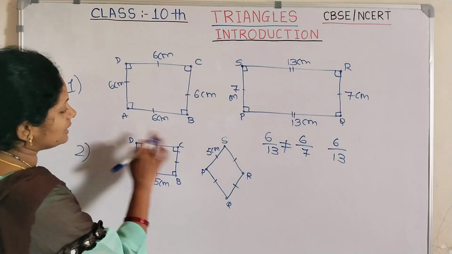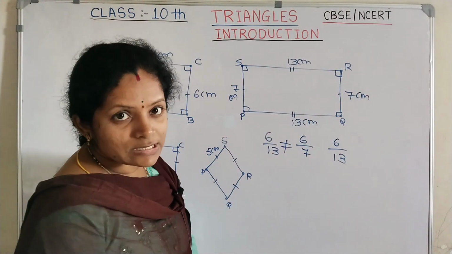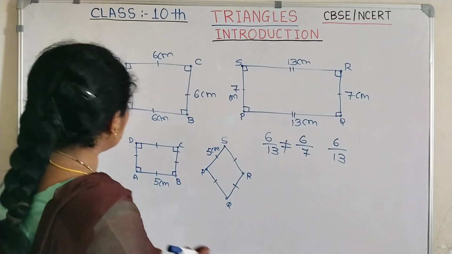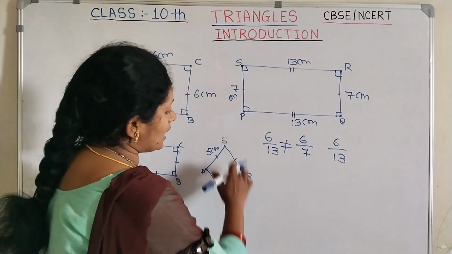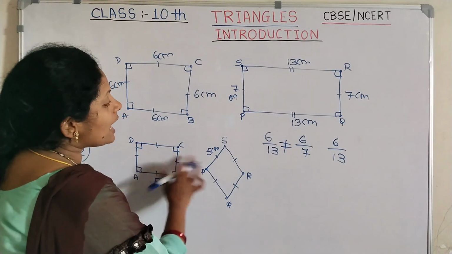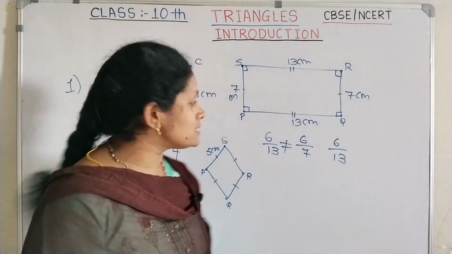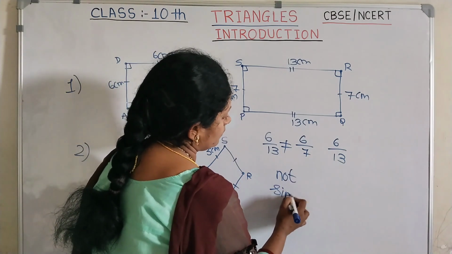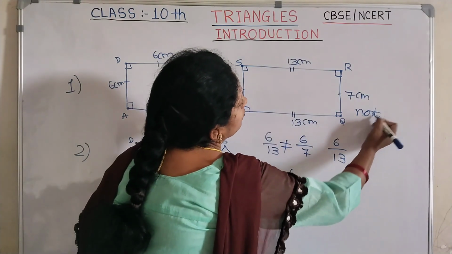Here ABCD is a square and PQRS is a rhombus. We know in both of them all the sides are equal. Here every angle is 90 degrees, but here only the opposite angles are equal. Here the angles are different, means the first condition is not satisfied. Then we can say that these two figures are also not similar. They are not similar.